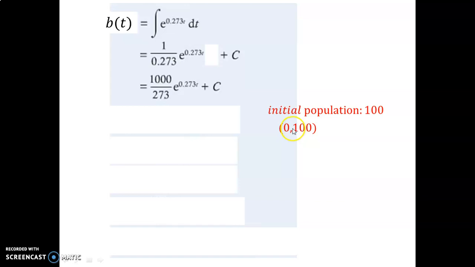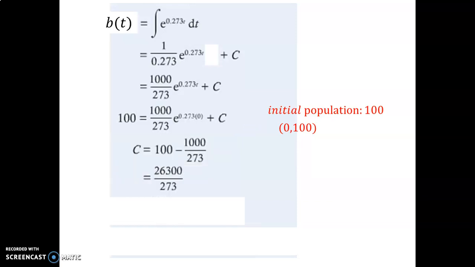So we're given a coordinate, or a point, on this function. We can substitute that in here: 100 for b of t and 0 for t. Like that. There's the 100, there's the 0. I'll solve that, and what do we get for c? Let's check.